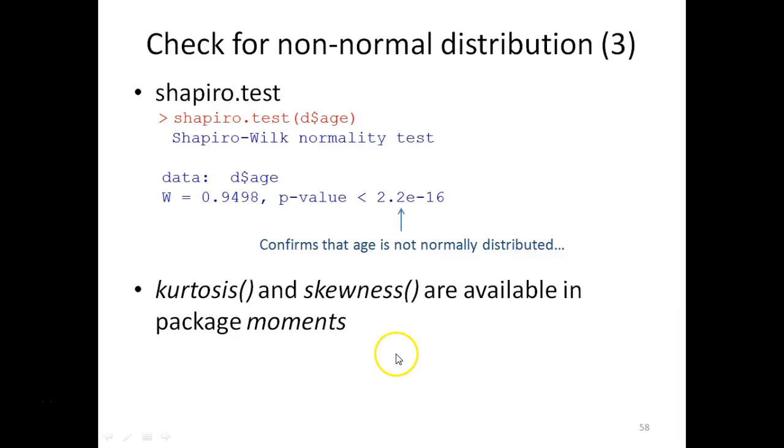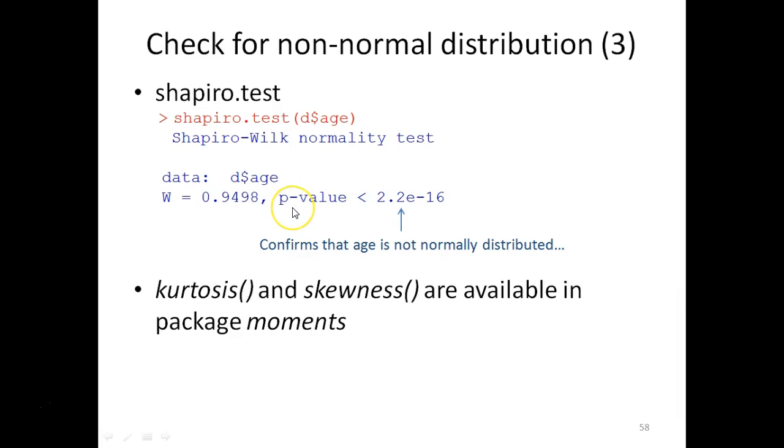You may also want to use some sort of formal test to tell whether the data is normally distributed or not. One such test is the Shapiro-Wilk normality test, which is accessible through the shapiro.test command. You simply give the column containing the data here. In return we get a p-value which is very low, indicating that the ages are definitely not normally distributed.